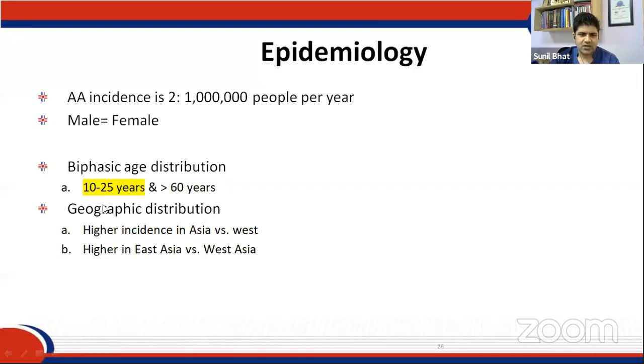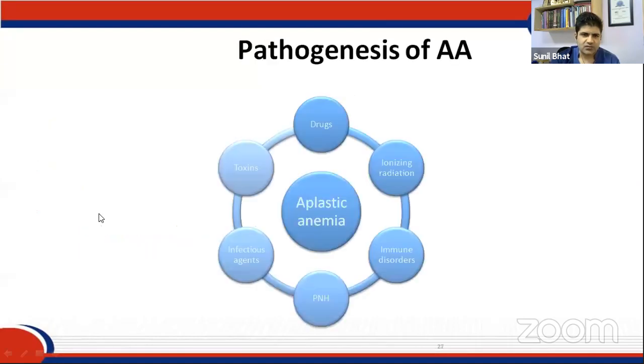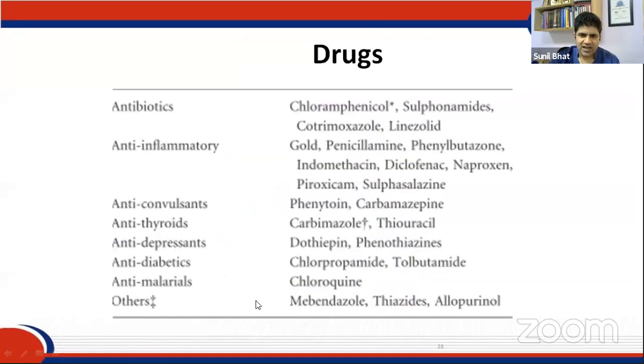Usually 10 to 25 is the first peak which we see. It can happen at any age, but usually in pediatric practice it is more common in children who are more than 10 years of age. A lot of etiologies have been suggested for aplastic anemia: drugs, toxins, ionizing radiation, immune disorders, infectious agents. All of them can lead to aplastic anemia.